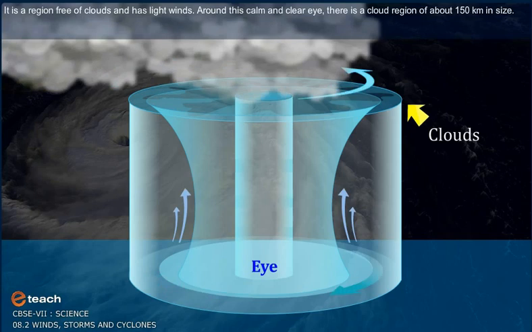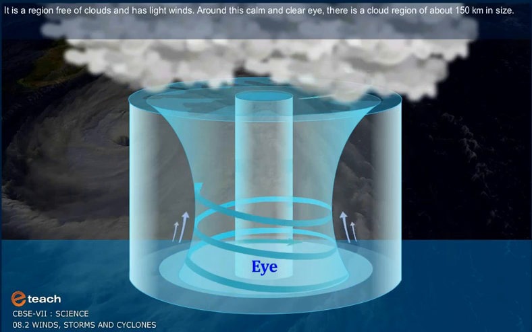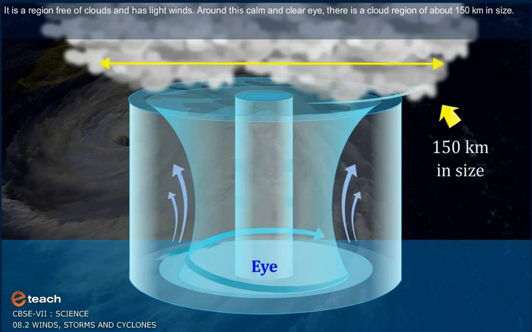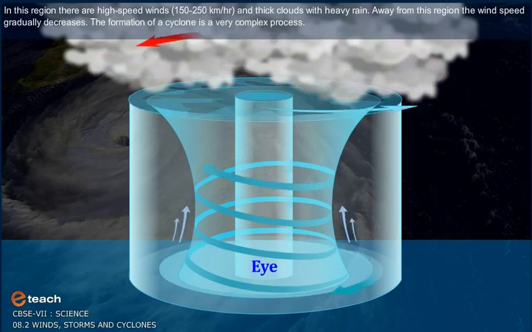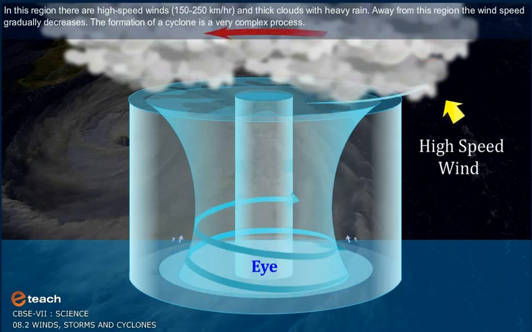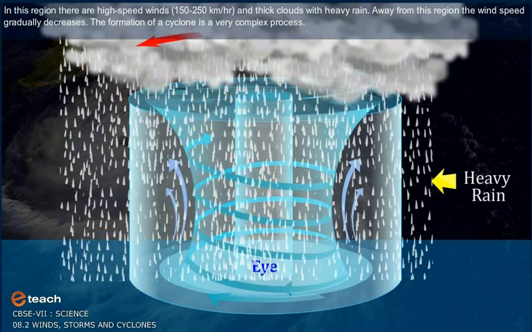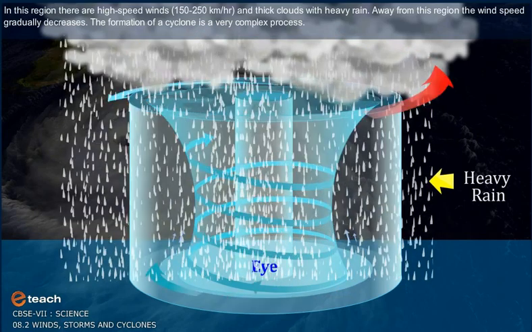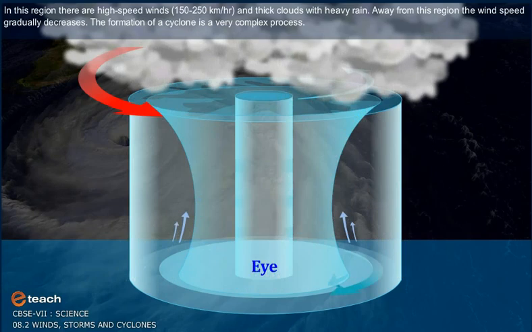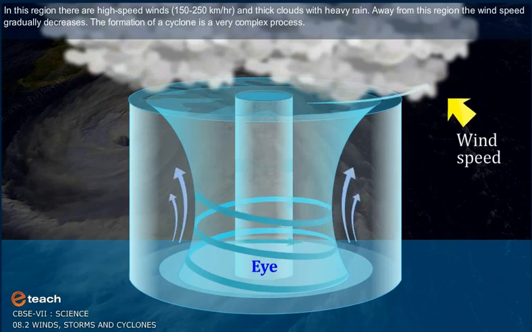It is a region free of clouds and has light winds. Around this calm and clear eye, there is a cloud region of about 150 kilometers in size. In this region, there are high-speed winds, 150 to 250 kilometers per hour, and thick clouds with heavy rain. Away from this region, the wind speed gradually decreases. The formation of a cyclone is a very complex process.